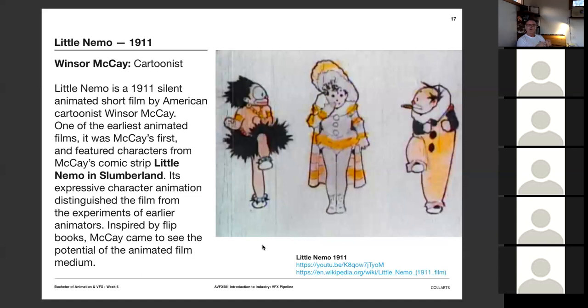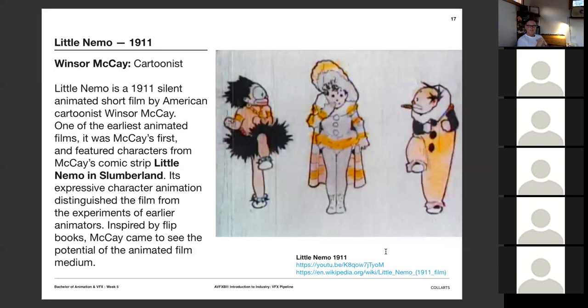When you see Winsor McKay's Little Nemo, it really holds its own in quite a contemporary way. Is anyone familiar with Little Nemo in Slumberland, by the way? Anyone heard of it? I've seen it once. Okay. But that was a while ago. Yeah, I was familiar with it, but it was really good to go back and revisit it. And it's actually quite weird and odd and surreal.